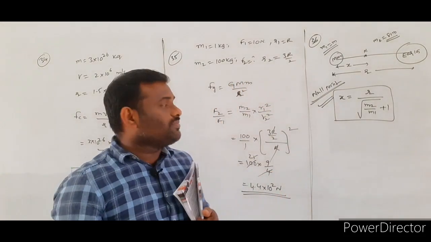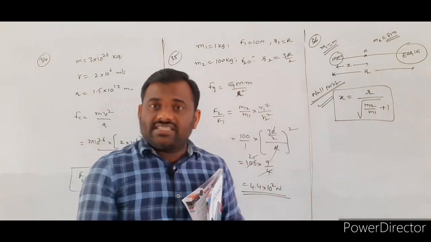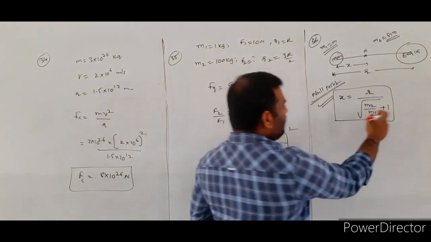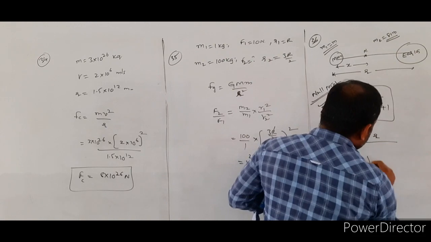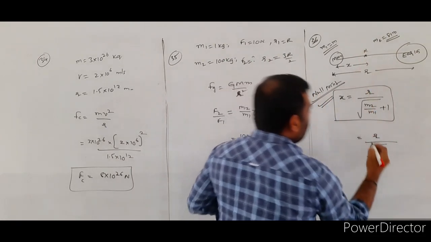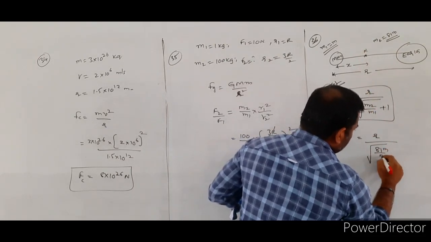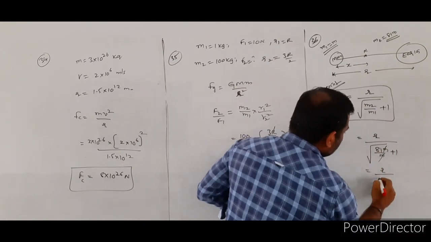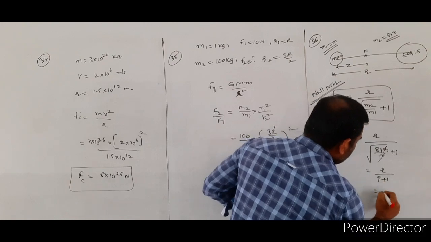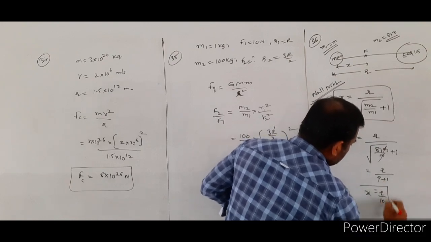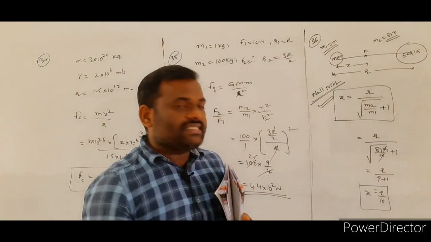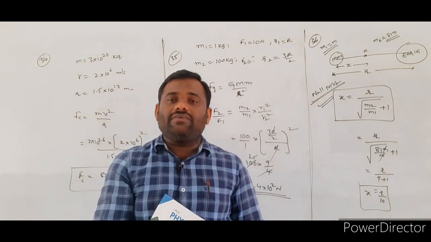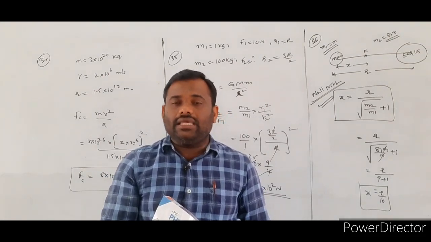X is equal to small r, the distance of separation between the two planets, by under root of m2 by m1 plus 1. So r by under root of, m2 value 81m by m, plus 1. So r by under root of 81 means 9, plus 1. Therefore x is equal to r by 10. So at a distance of r by 10, measured from the moon, the resultant gravitational field intensity is equal to 0.